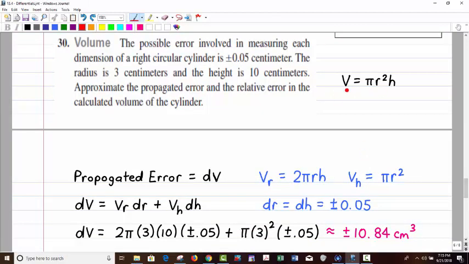Okay, so I took the derivatives of v as a function of r and h. So I took them as v sub r, v sub h for partial derivative notation. So the derivative with respect to r, you just take the r squared, which would be 2r. So it's 2 pi rh. And then v sub h would be pi r squared.